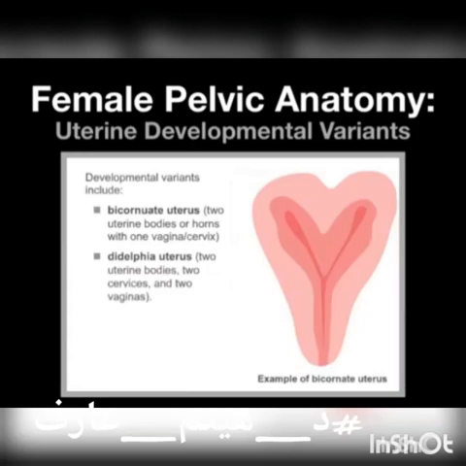Looking at uterine developmental variants, there are 2 that you need to know. One is going to be a bicornuate uterus, and that's where you're going to have 2 uterine bodies or horns and 1 vagina/cervix. And here you can see that there are 2 uterine bodies here, so this would be the right and this would be the left horn, as compared to a didelphic uterus where you have 2 uterine bodies. You would also have 2 cervices and 2 vaginas.